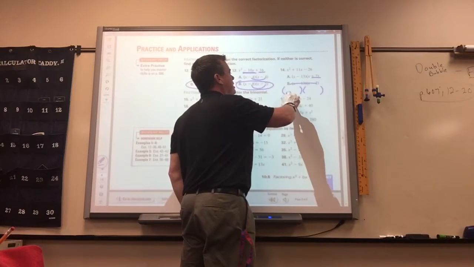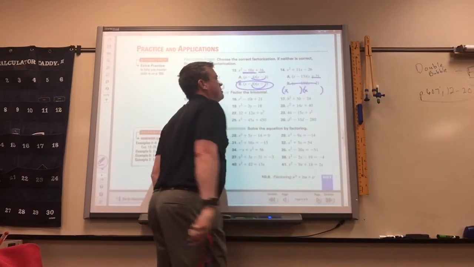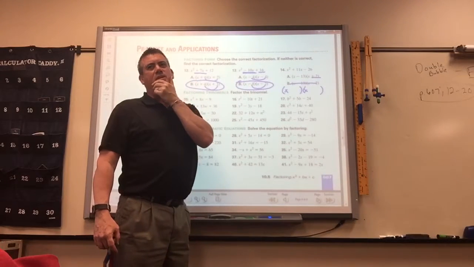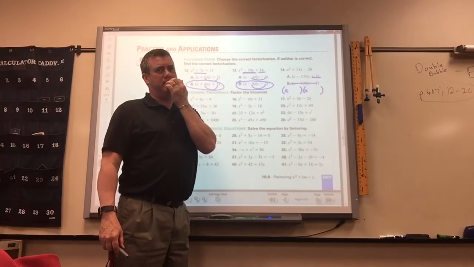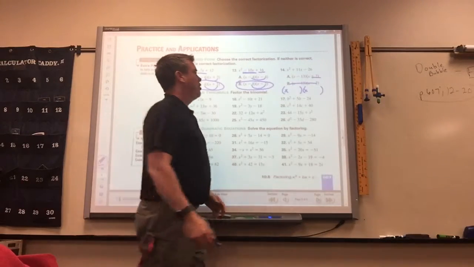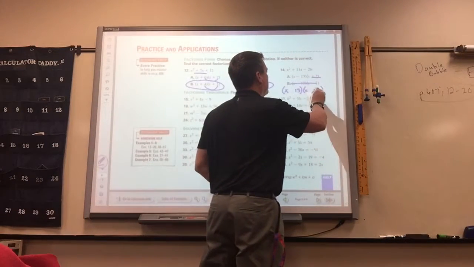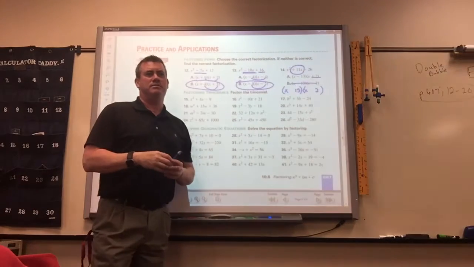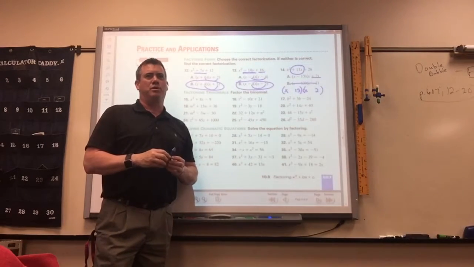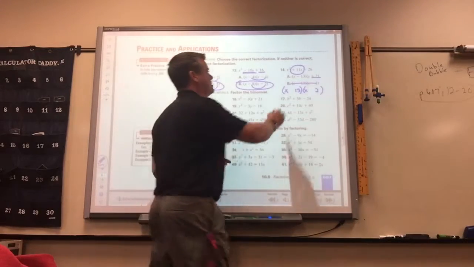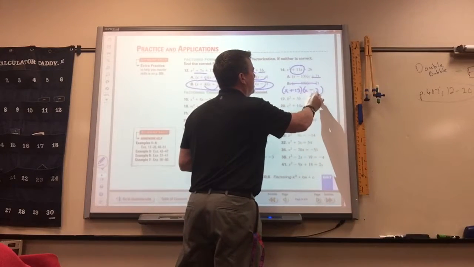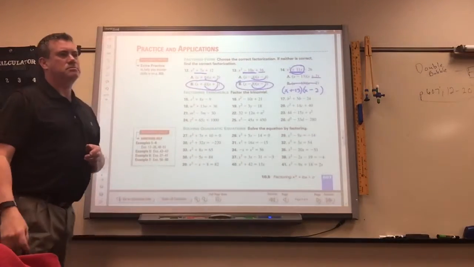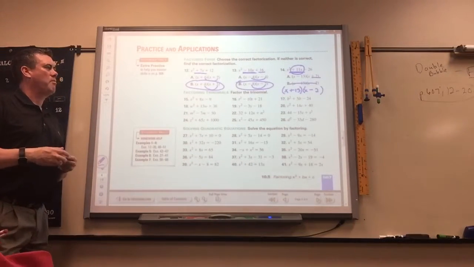So it's got to be x times x to get x squared. To get 26, what's it got to be? 13 times 2. And then it's got to form a positive 11. So what would the signs be? Positive first or negative? Positive 13 and a negative 2 gives you positive 11.